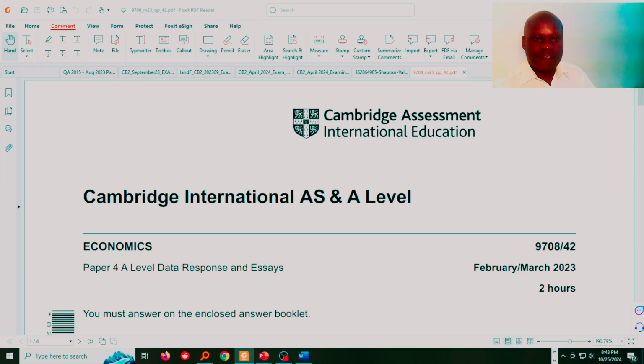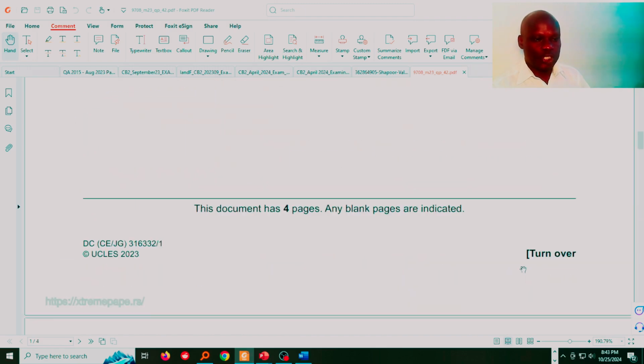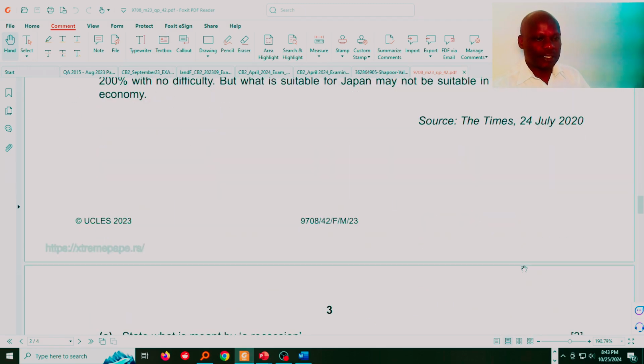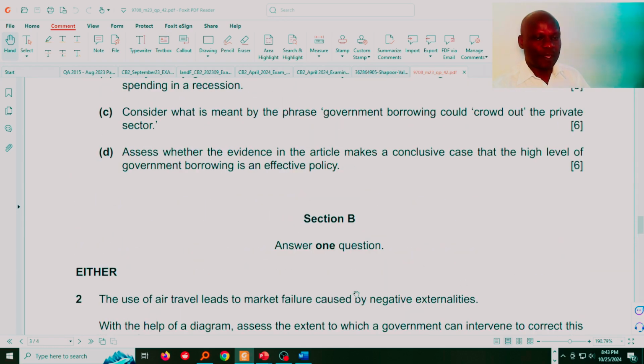Now, this is Cambridge Assessment International Education, and it is advanced subsidiary and A-level economics. That's paper 4, A-level data response and essays. The paper was taken February, March 2023, and the code is 9708/42. Now, the question that we want to consider in this particular video is section B, question 1.